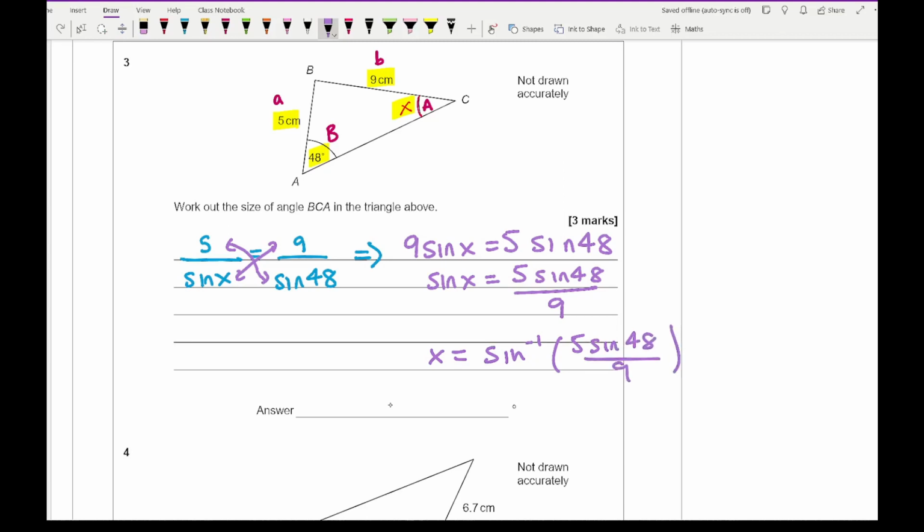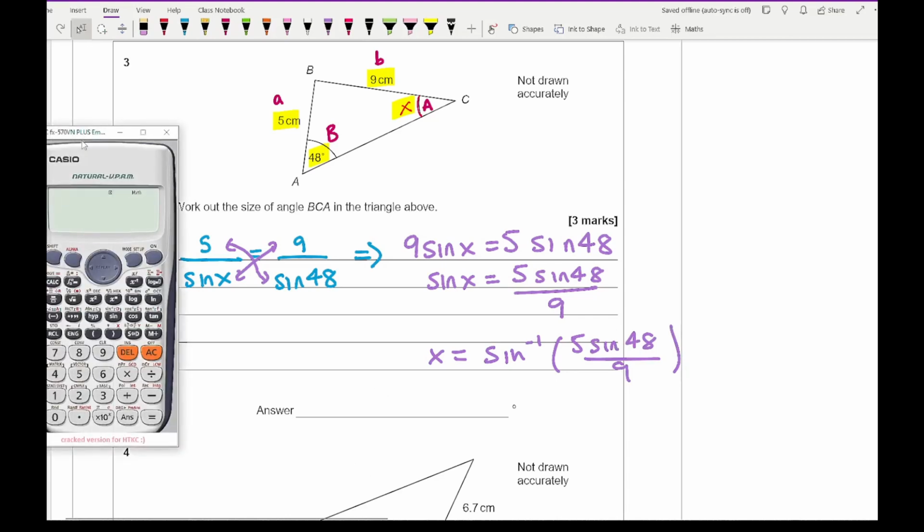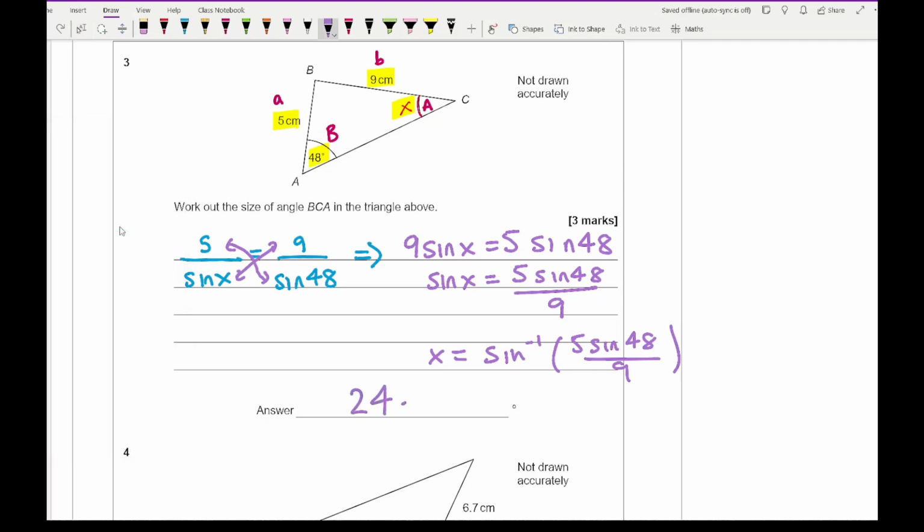Now, if you've already typed into your calculator, that's fine. Let me show you how I would enter this on my calculator. I'd set up a fraction of 5 sine 48, close bracket, scroll down, divided by 9, press equals, and then I want to do the inverse sine of that. So inverse sine of the answer, press equals, and it gives me 24.4 to one decimal place.